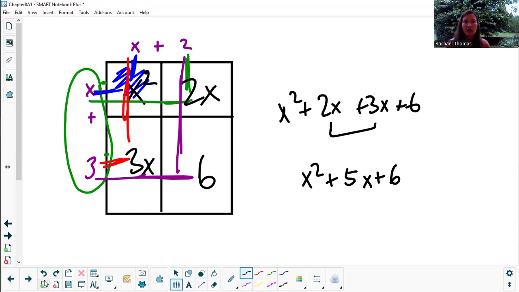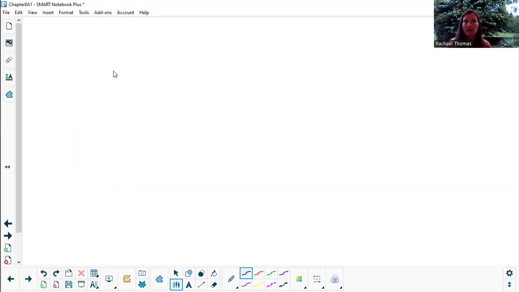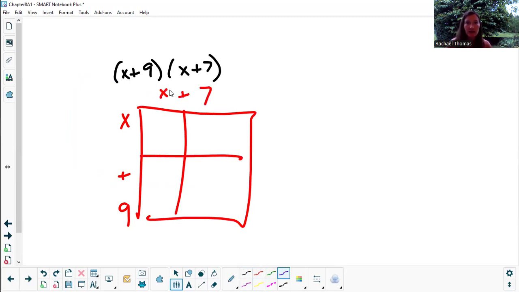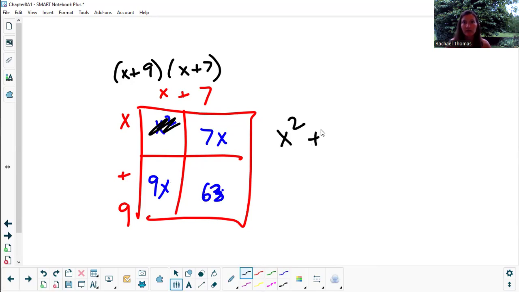Just for funsies, let's try another one of those real quick. This is the first method for multiplying binomials. Let's say I asked you to multiply x plus 9 times x plus 7. X times x, x squared. 7 times x, 7x. 9 times x, 9x. 9 times 7, 63. Oops, I almost wrote 6x. My final answer would be x squared plus 7x plus 9x plus 63.